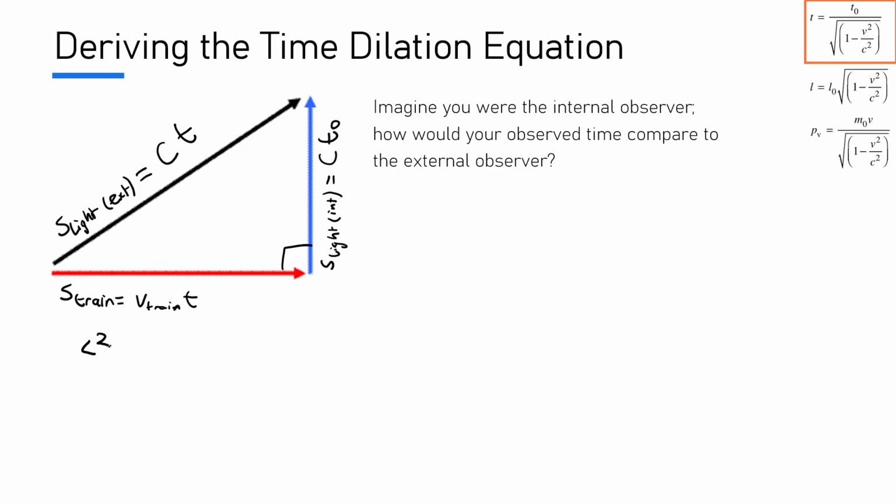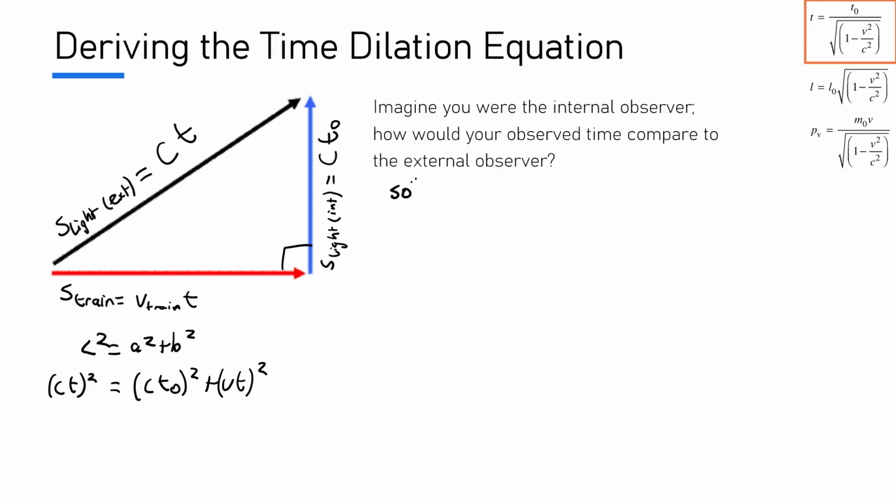So given that the vector sum that we have here is a right-angled triangle, we can express the three displacements using Pythagoras' theorem. What that means is ct squared is equal to ct0 squared plus vt squared. This here is a mathematical relationship that is able to show that the observed time for the external and internal observer are different, but we can take it one step further and clean up the equation a little bit. In order to do that, I want you to imagine that you're the internal observer. How would your observed time compare to the external observer?